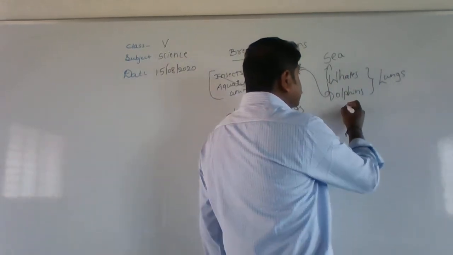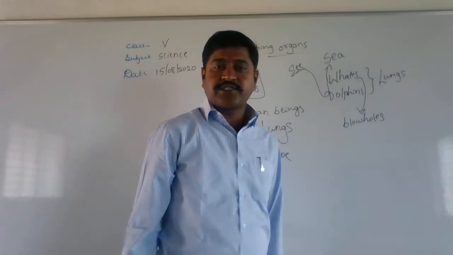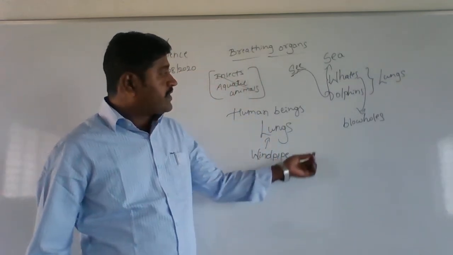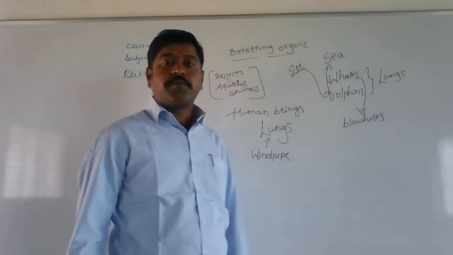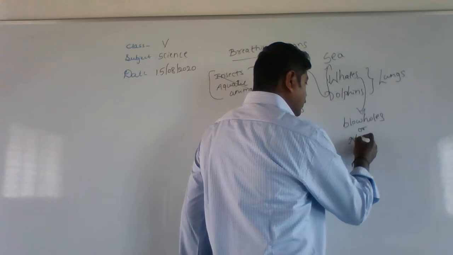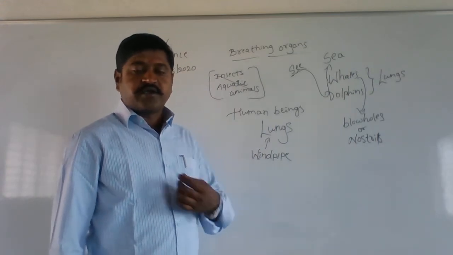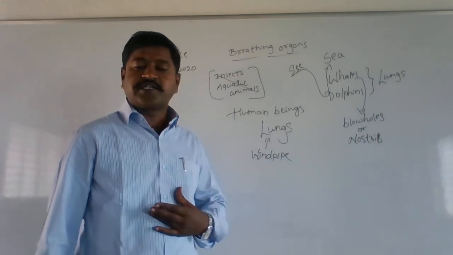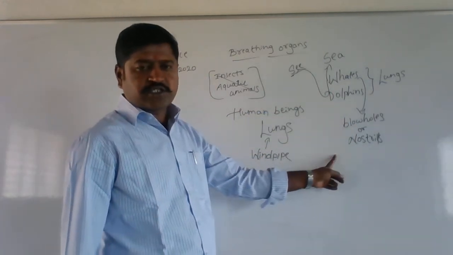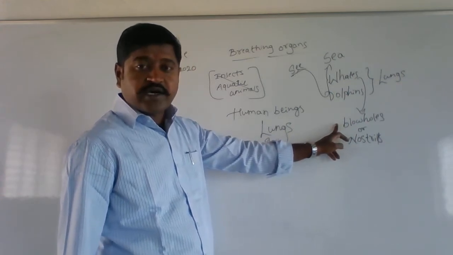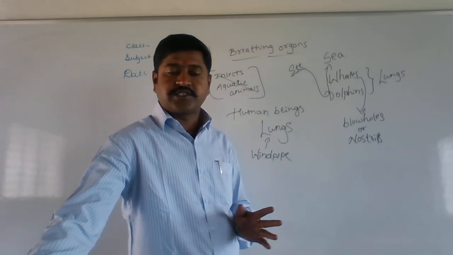Because these whales and dolphins have blowholes. On the body surface of these whales and dolphins, we find small dots. What is it called? It is called a blowhole, or you can say nostrils. Through our nostrils, air enters inside, moves to the windpipe and then to the lungs. Similarly, whales and dolphins have blowholes, which are nothing but nostrils. Through the blowholes, they take air inside, and then it moves for respiration, for breathing. Is this clear, children? Okay.